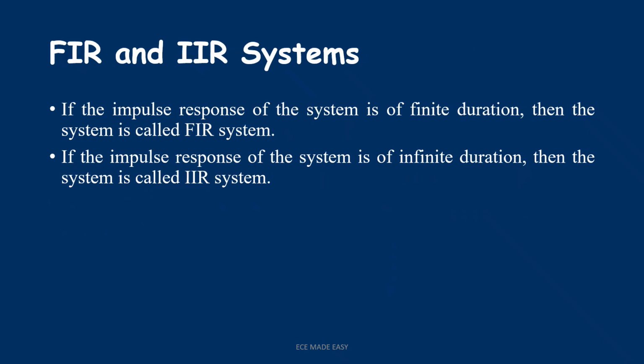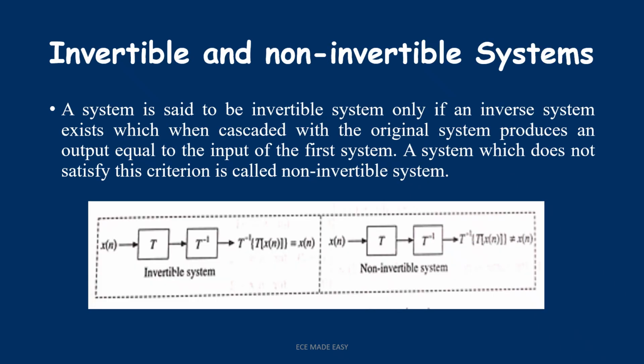Then FIR and IIR systems. These are the two main important categories of a discrete system. FIR denotes finite impulse response and IIR denotes infinite impulse response. So if the impulse response is finite, we call it an FIR system. If the impulse response is infinite, we call it an IIR system.